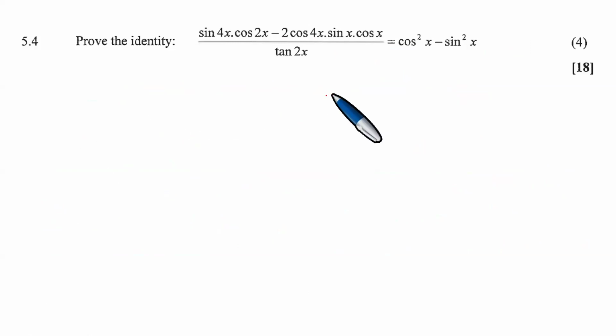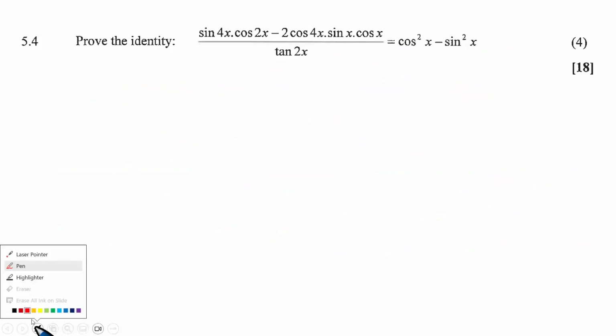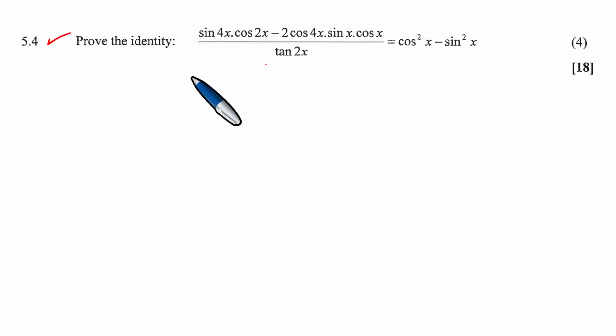Right, we need to prove this particular identity. To prove it, there are a couple of things that we need to take into account, and we need to proceed to prove this with so much ease. Let us prove this one with Neville. What do we do here, Neville? We need to prove the identity. We have been given sine 4x times cosine 2x minus 2 cosine 4x times sine x times cosine x, all divided by tan 2x equals cosine squared x minus sine squared x. So what do we do here?